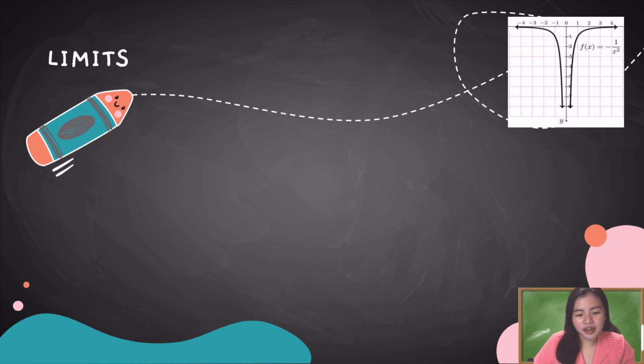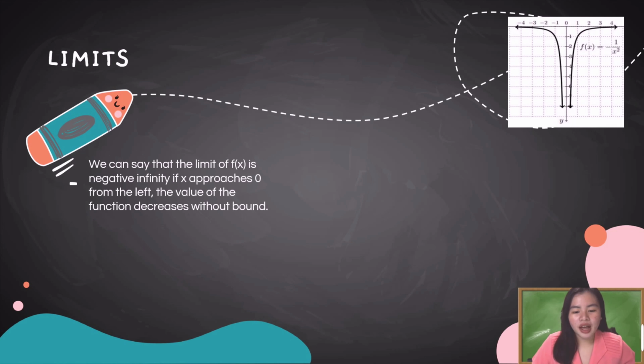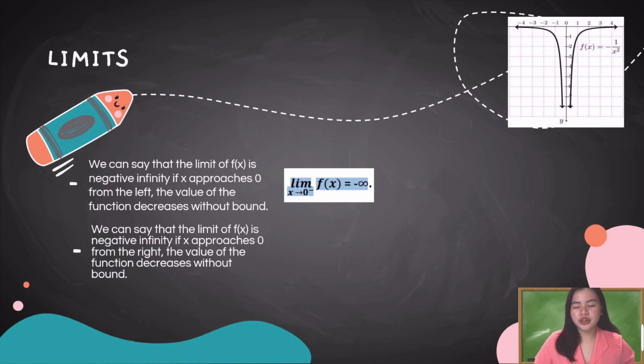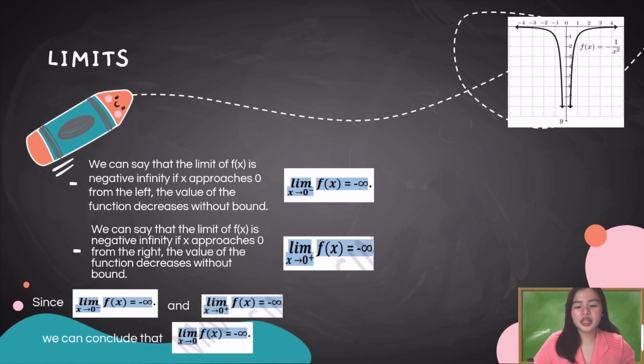However, in this graph, as x approaches 0 from the left, the value of the function decreases without bound. So we say that the limit of f of x as x approaches 0 from the left is negative infinity. And we put it into symbols as x approaches 0 from the right, the value of the function decreases without bound. So we say that the limit of f of x as x approaches 0 from the right is negative infinity. And since both are equal to negative infinity, we can conclude that the limit of f of x as x approaches 0 is negative infinity.